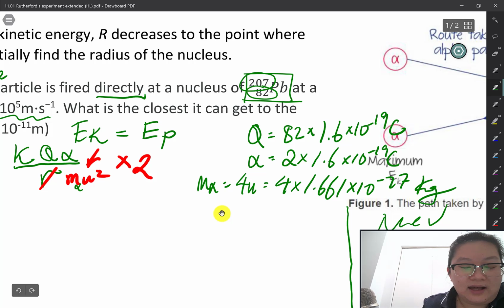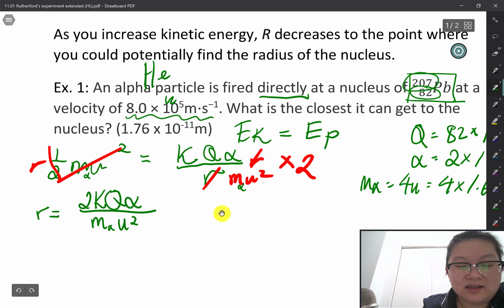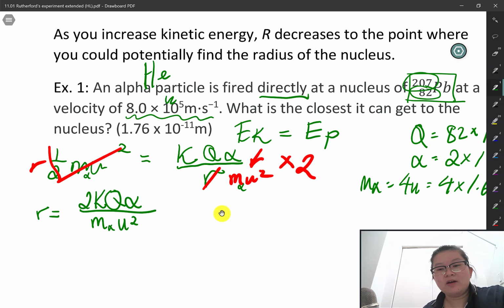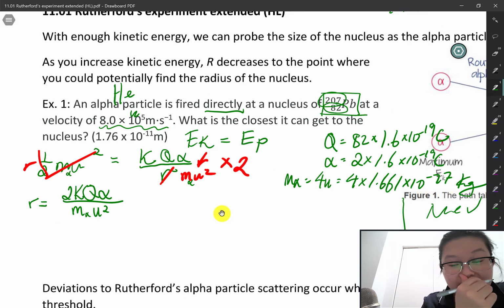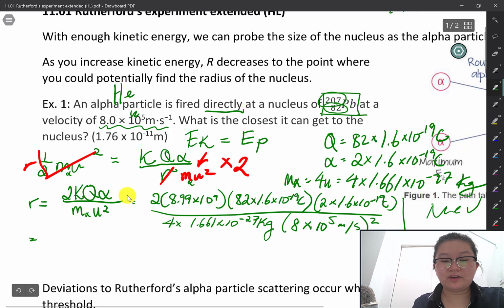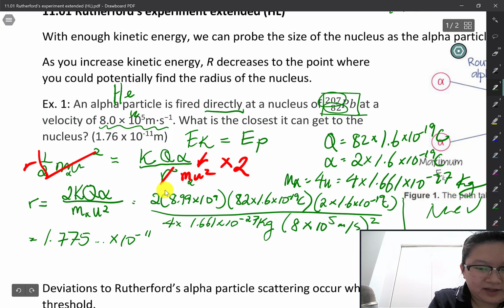Okay. And then last but not least, the u squared is just this thing. This is the initial speed here. So I'm going to plug all of these into our equation, and afterwards it's going to look like this. That looks very long, and the next thing we need to do is just put it directly into our calculator. I get 1.775 times 10 to the power of negative 11 meters.